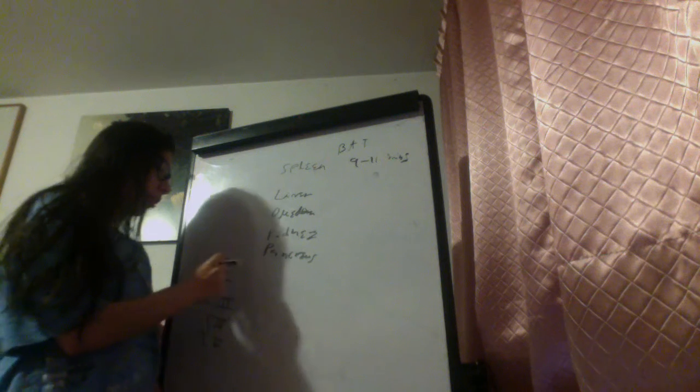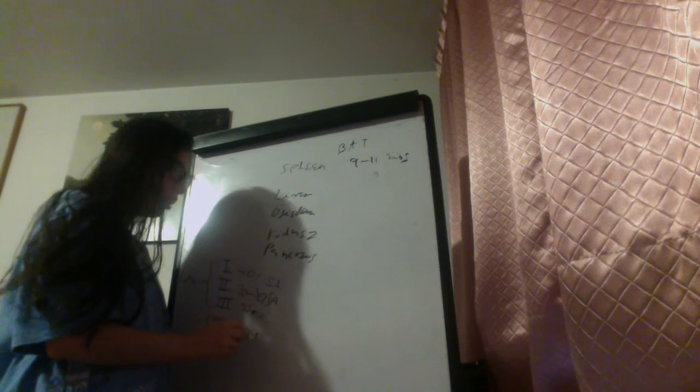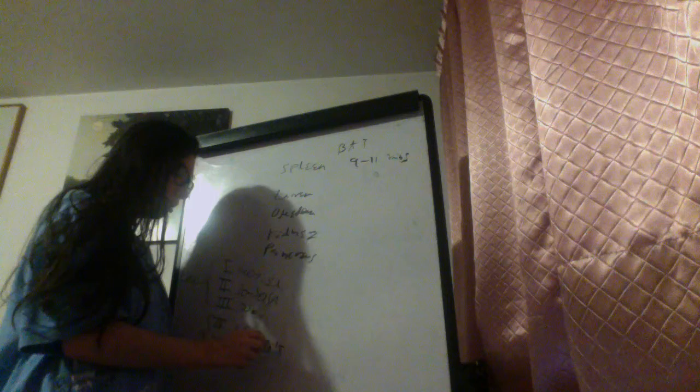We have low-grade injury and high-grade injury. The low-grade injury is from 1 to 3, and high-grade injury is 4 and 5. Here we have grade 1, less than 10% of the surface area, 2 between 10 and 50%, 3 more than 50%, and 4 involvement of the hilar and segmental vessels, and 5 is shattered spleen.